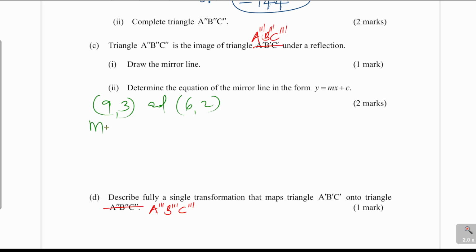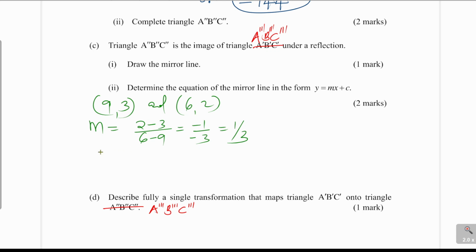Start by getting the gradient. Gradient is change in y divided by the change in x. And this will give -1 divided by -3. So the gradient will be a third. So the gradient is a third.